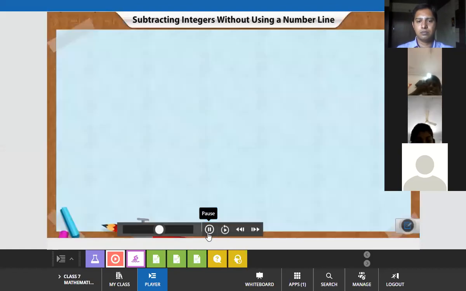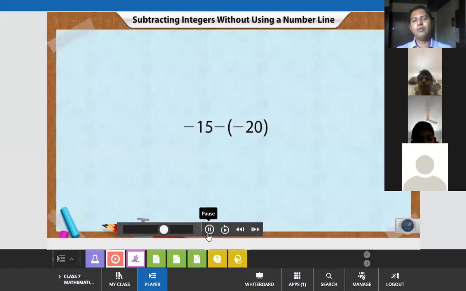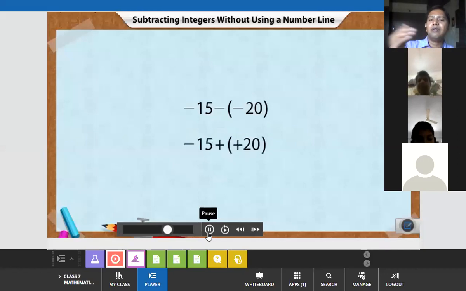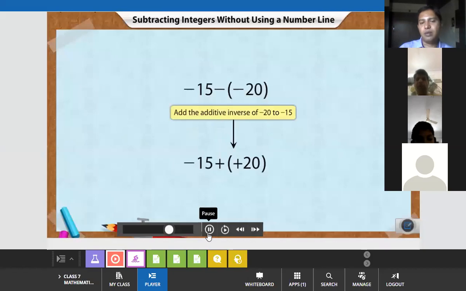Now try subtracting negative 20 from negative 15 directly. So here, to subtract the integer negative 20, it will become positive 20, or we can take the additive inverse of minus 20, which will become plus 20. Now we have 20 and negative 15. 20 is positive and 15 is negative.